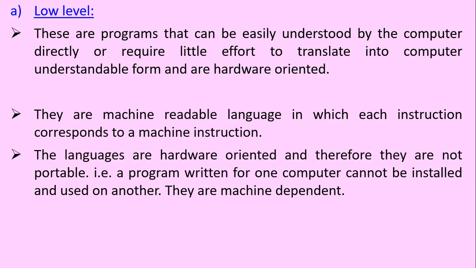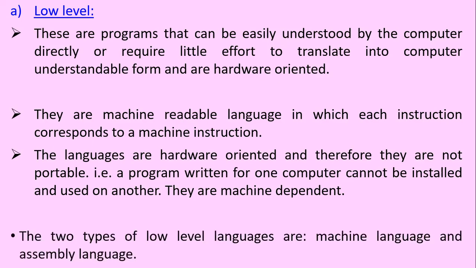The low-level languages are hardware oriented, and for this reason, they are not portable. That is, a program that is written for one computer cannot be installed and used on another computer. They are therefore said to be machine dependent. The two main types of low-level programming languages are, number one, the machine language, and number two, the assembly language.